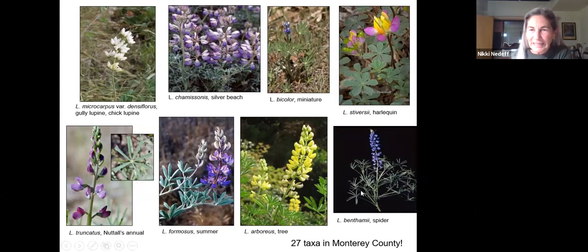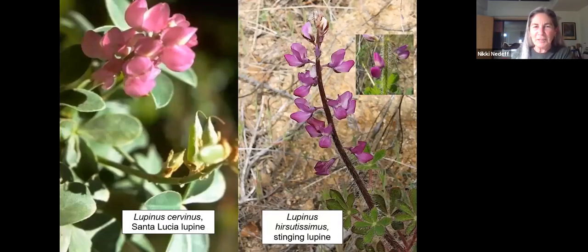Some have spindly spider-like leaves. Some have big broad leaves like the harlequin lupin, very easy to identify because the only yellow and magenta one, it's gorgeous. Some have white flowers like the gully lupin. And notice the stacking up of the inflorescence here of the individual flowers. The gully lupin inflorescence is shaped much different than the Nuttall's annual lupin or the tree lupin. Environmental context and a little bit of work helps you key them out.